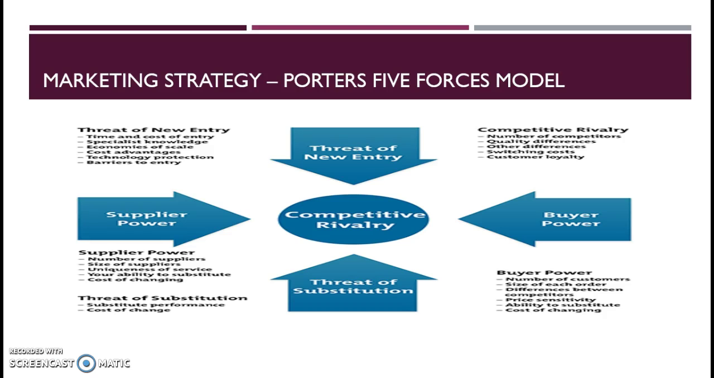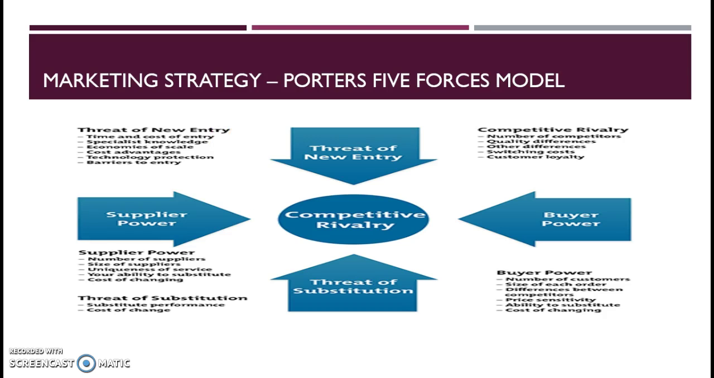Now, in Porter's 5 forces model, he took this model a stage further to look at it from other points of view. Firstly, from within competition within the industry, what is the likelihood that there will be further competition joining the industry, i.e. what is the threat of new entrants? Is there a high barrier to entry? Are there low barriers to entry? How much does it cost to come into the market? How much does it cost to set up?